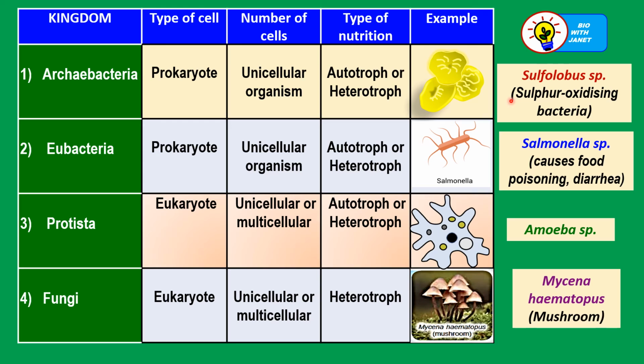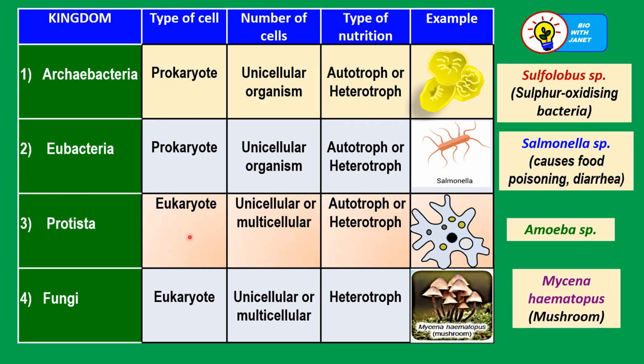Now you must know examples of Archaebacteria and Eubacteria. Archaebacteria are sometimes called the ancient bacteria because they exist before the Eubacteria, right? The primitive bacteria. Examples are Sulfolobus species, which are sulfur oxidizing bacteria. Whereas Eubacteria, the true bacteria, one example is Salmonella species, which causes food poisoning and diarrhea. Okay, so this is a bacteria that causes disease.